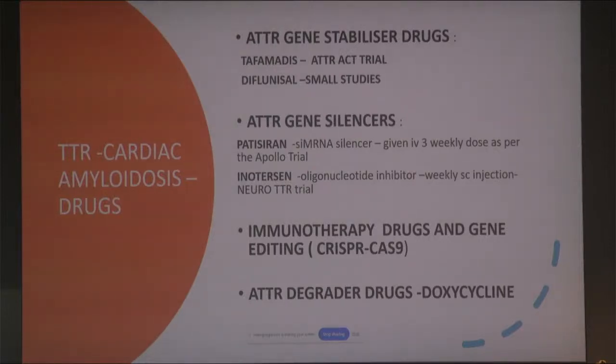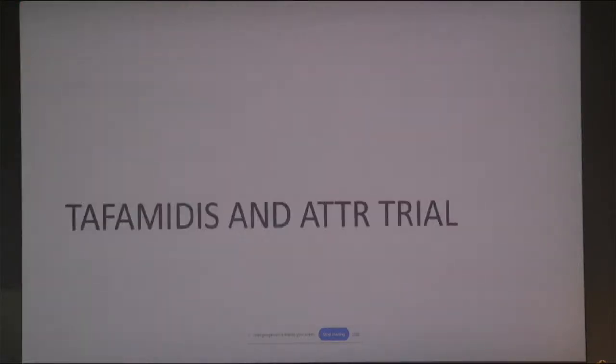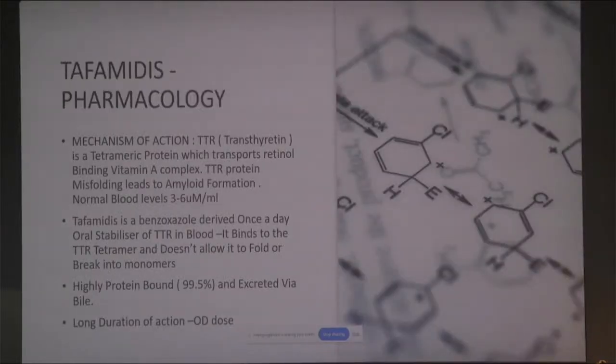The other drug is what is called diflunisal, also called the poor man's tafamidis. Again, there are some studies on this. The newer drugs are the ATTR gene silencers, patisiran and inotersen. I'm going to talk about immunotherapy drugs using gene editing, etc., and the degrader drugs which have always been there, like doxycycline. So tafamidis basically is a stabilizer.